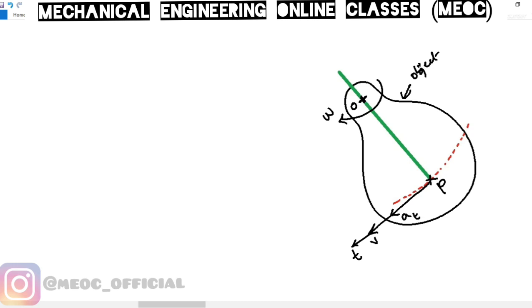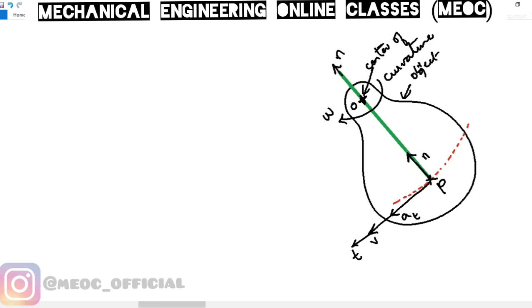AT is nothing but the tangential component of acceleration. The normal component of acceleration will be along this particular axis, which is along OP. So this is the normal direction, because this O is the center of curvature now. This red dotted line is the circular path that P is taking, a particle on the object under rotation about O. So the center of curvature is O.